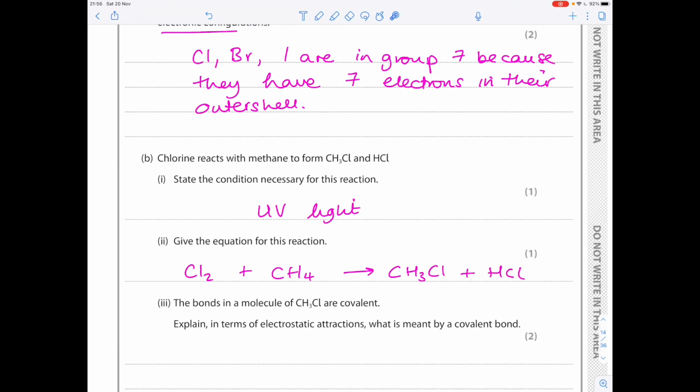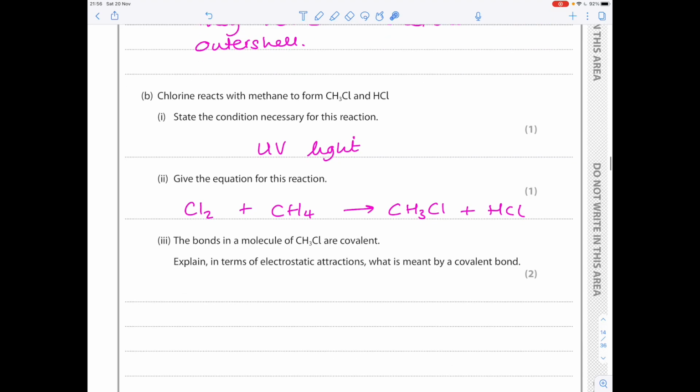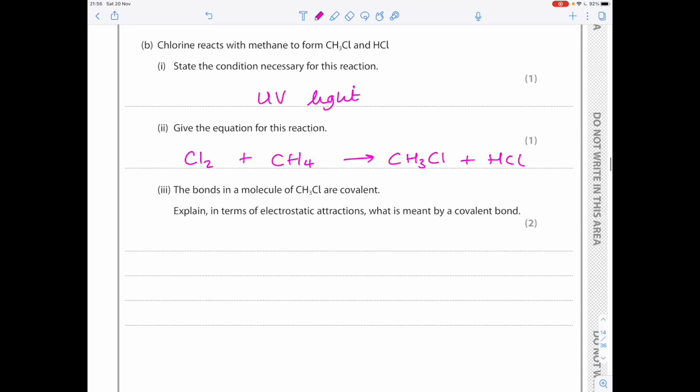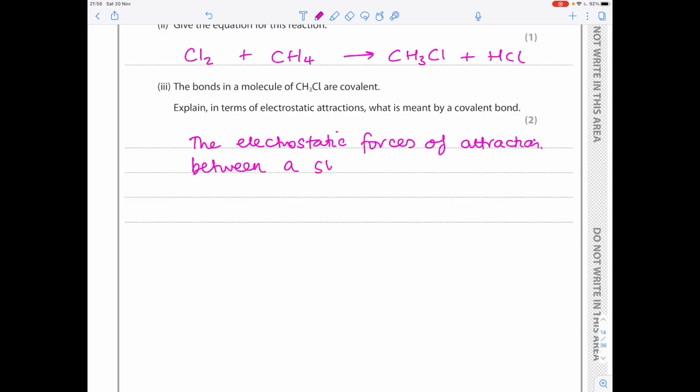The bonds in a molecule of CH3Cl are covalent. Explain in terms of electrostatic attractions what is meant by a covalent bond, so you need to define this fully. This is the electrostatic force of attraction between a shared pair of electrons and the nuclei of 2 atoms.